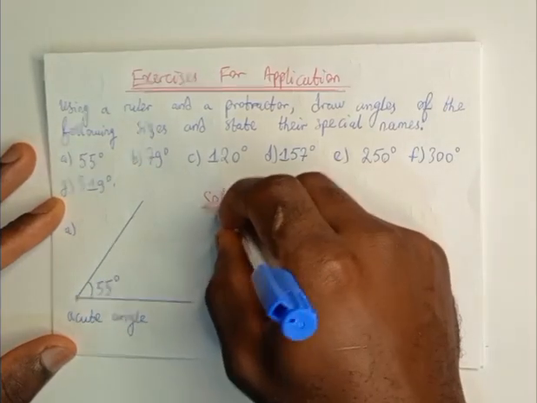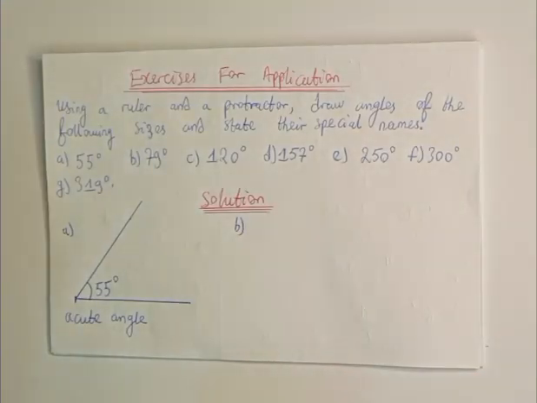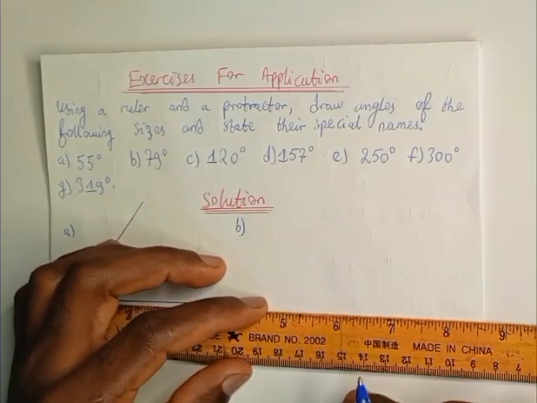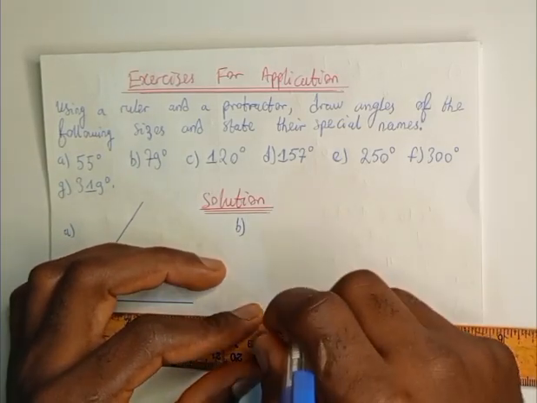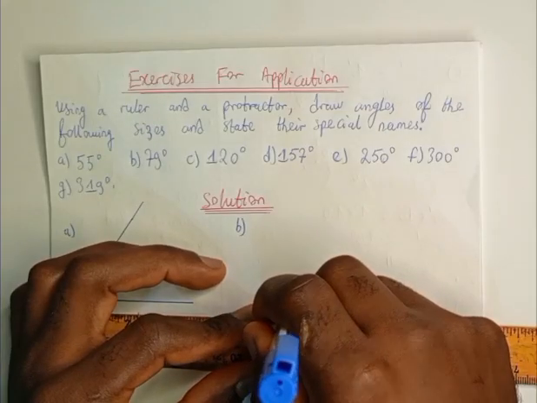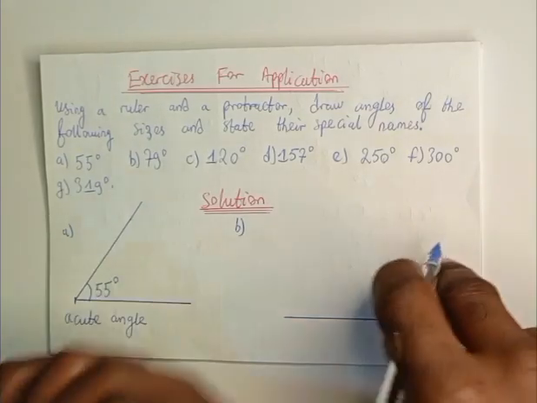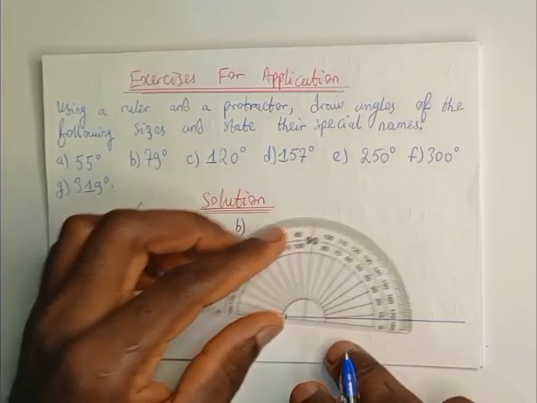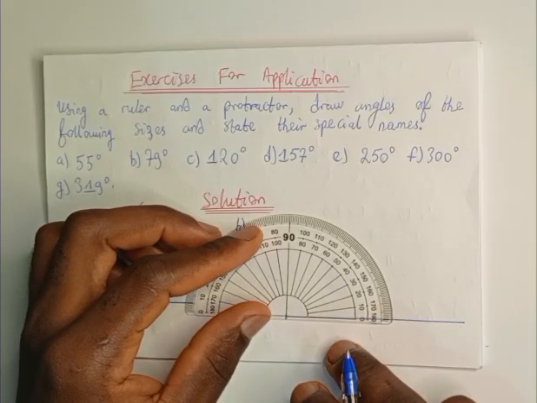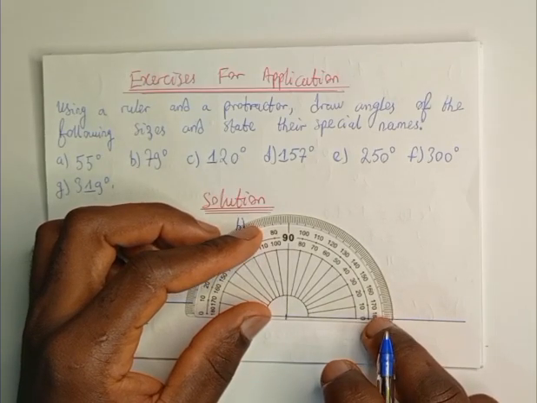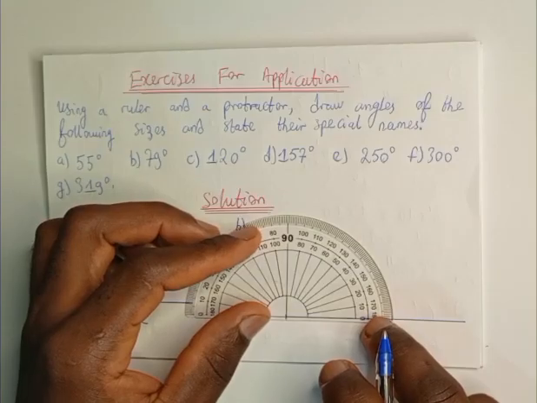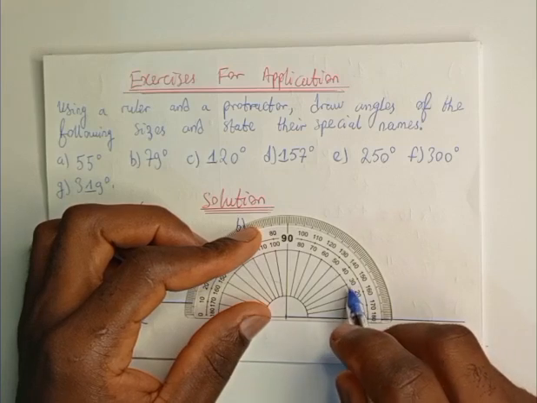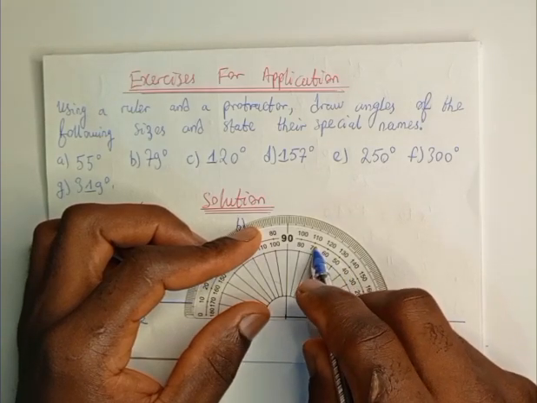We move now to B. For B, we have the angle 79 degrees. We follow the same procedure. We draw our initial line, carrying the initial point. We place our protractor on it. We arrange the protractor. We measure 79 degrees. 0, 10, 20, 30, 40, 50, 60, 70.